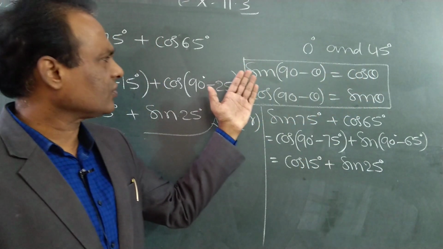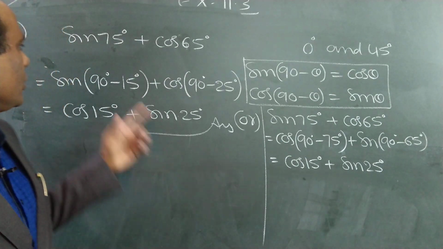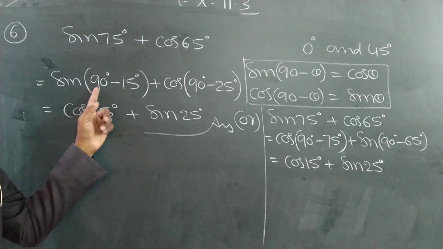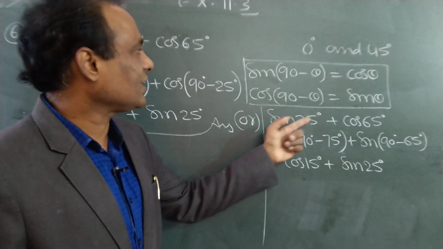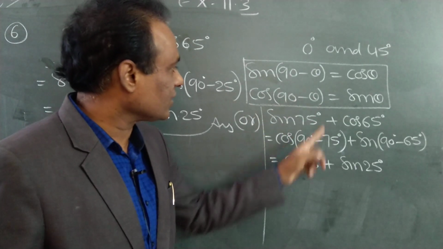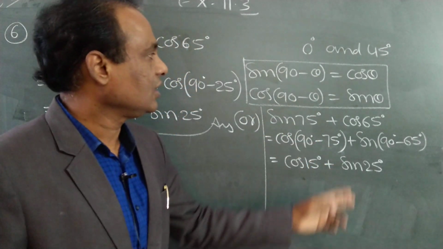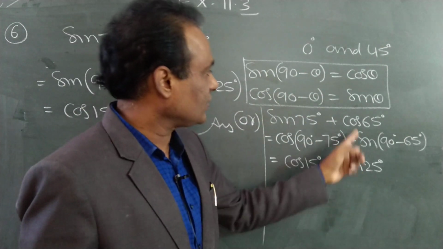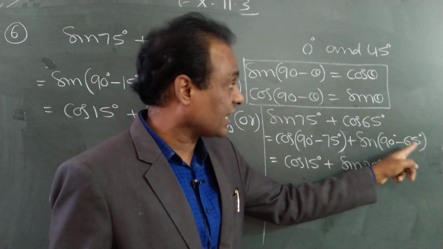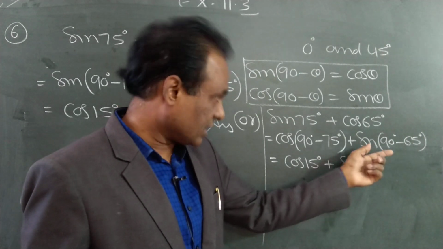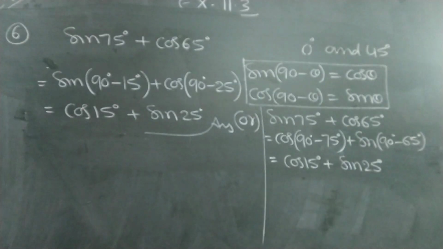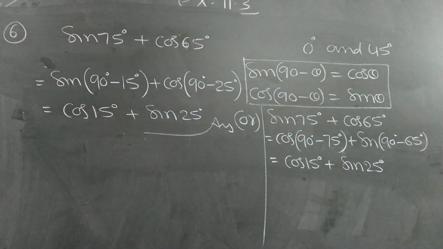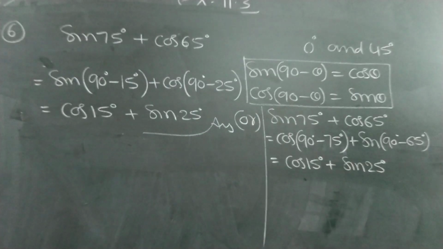In reverse form you can use, or this form also. If you don't get an idea of how 75 can be written as 90 minus something, then this will be better. Sin theta is equal to cos 90 minus theta, and cos theta is equal to sin 90 minus theta. 90 minus 65 is 25, 90 minus 75 is 15. That's all. Any method you can use. Two methods I explained. Any doubt?